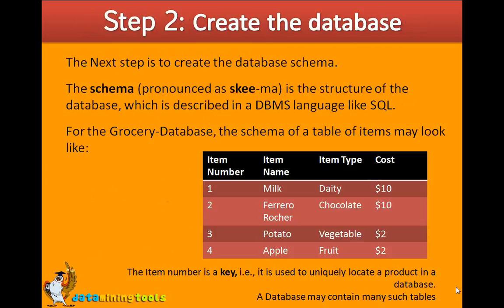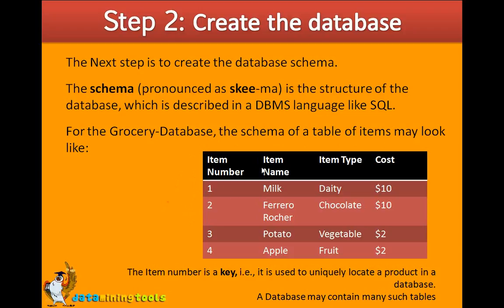Step 2, create the database. So the next step is to actually create the database schema. So what is a schema? A schema is a structure of a database which is described in a DBMS language like SQL. So for the grocery database, the schema for table of items may look like this. It will have a number of fields like the item number, item name, item type and cost. And it will have a set of records, milk, Ferrero Rocher, etc.